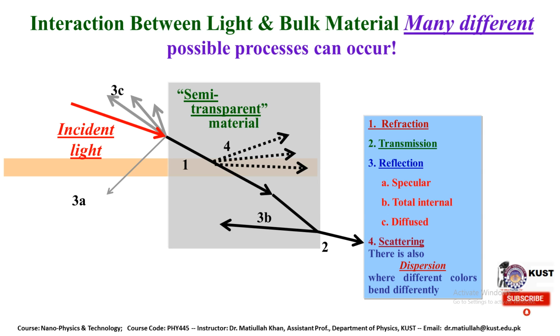Reflection is further divided into three categories. It might be a specular reflection, which we discussed earlier. It might be total internal reflection, that is used in some special things just like optical fibers, or we have diffuse reflection. And the other possibility is the scattering, and in scattering we have the dispersion also, where the different wavelengths bend and a spectrum is formed.